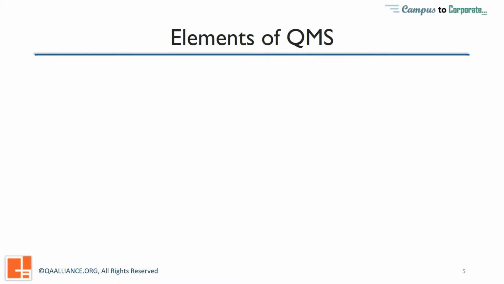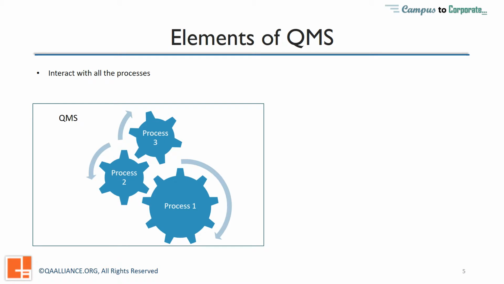Now, let's take a look at the elements of the QMS. It is important for QMS of any organization to interact with all the processes in the organization. From the start, when client requirements are identified, till the end when a product or service is delivered and customer feedback is taken. With the help of an effective QMS, customer must be satisfied with the end product.